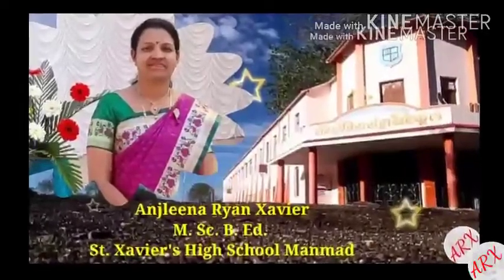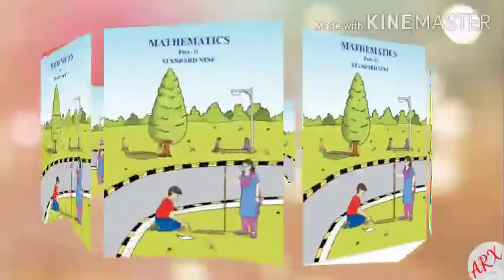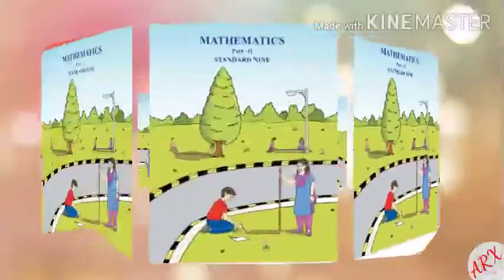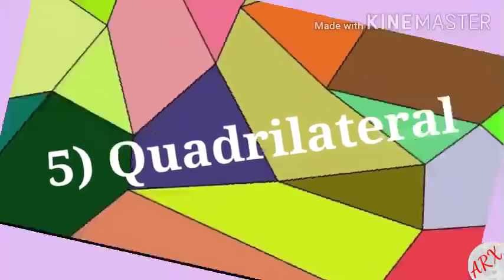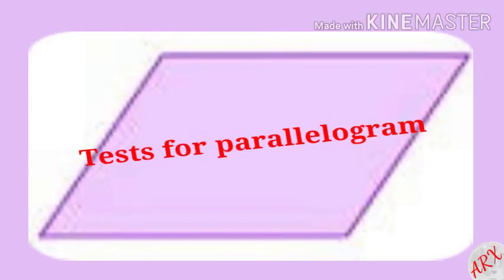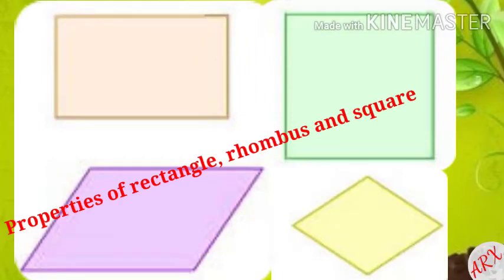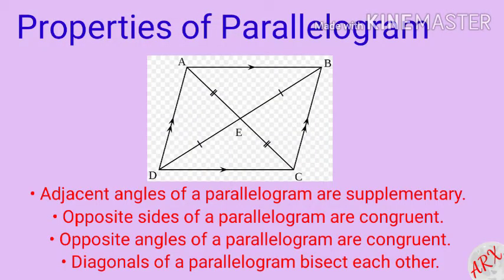Hello students, today we are going to study Mathematics Part 2 of Standard 9, Chapter number 5, Quadrilateral. Earlier, we studied tests for parallelogram. Today we are going to study properties of rectangle, rhombus and square. Rectangle, rhombus and square all are parallelograms, hence they show all the properties of parallelogram.